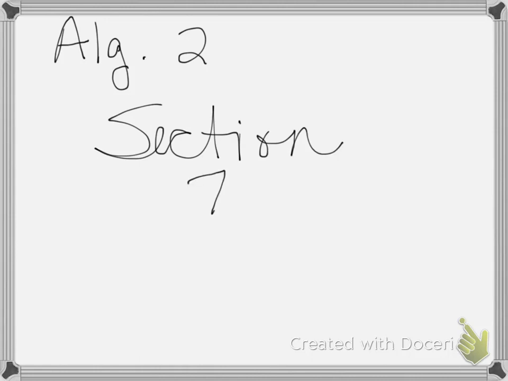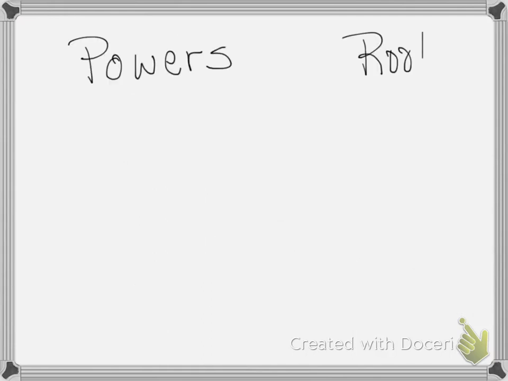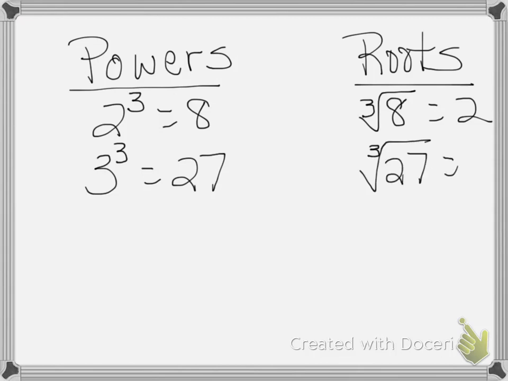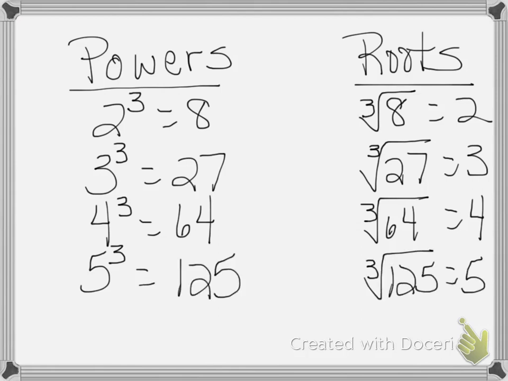This is Algebra 2, Section 7.4, Nth Roots. We have certain powers, like 2 to the third is 8, so the cube root of 8 is 2. 3 to the third is 27, so the cube root of 27 is 3. 4 to the third is 64, so the cube root of 64 is 4. So roots are the exact opposite of the powers. 5 to the third power is 125. Cube root of 125 is 5.